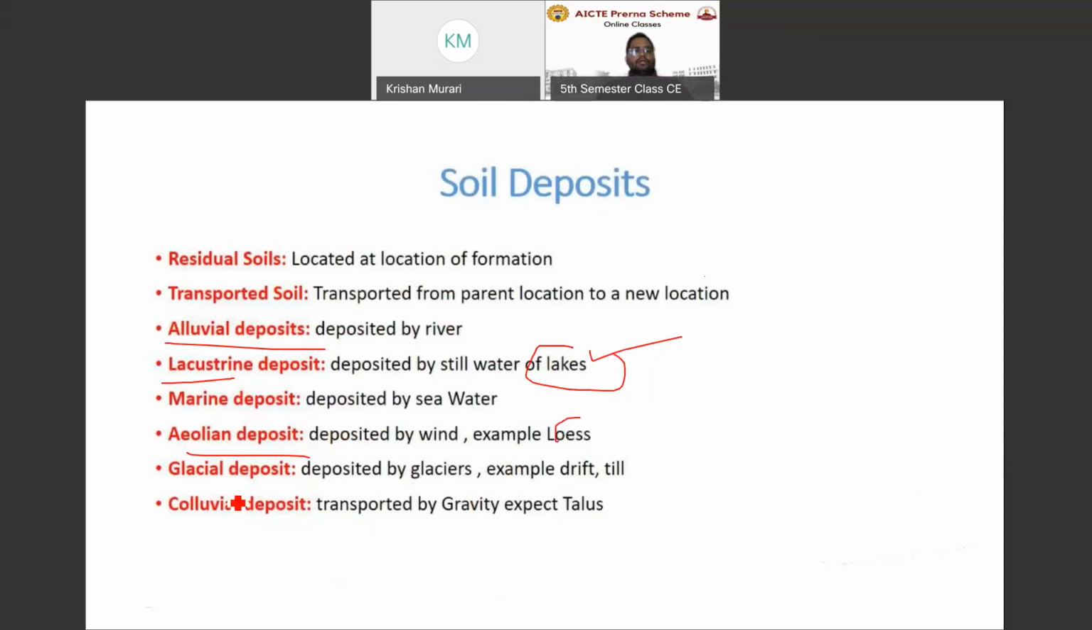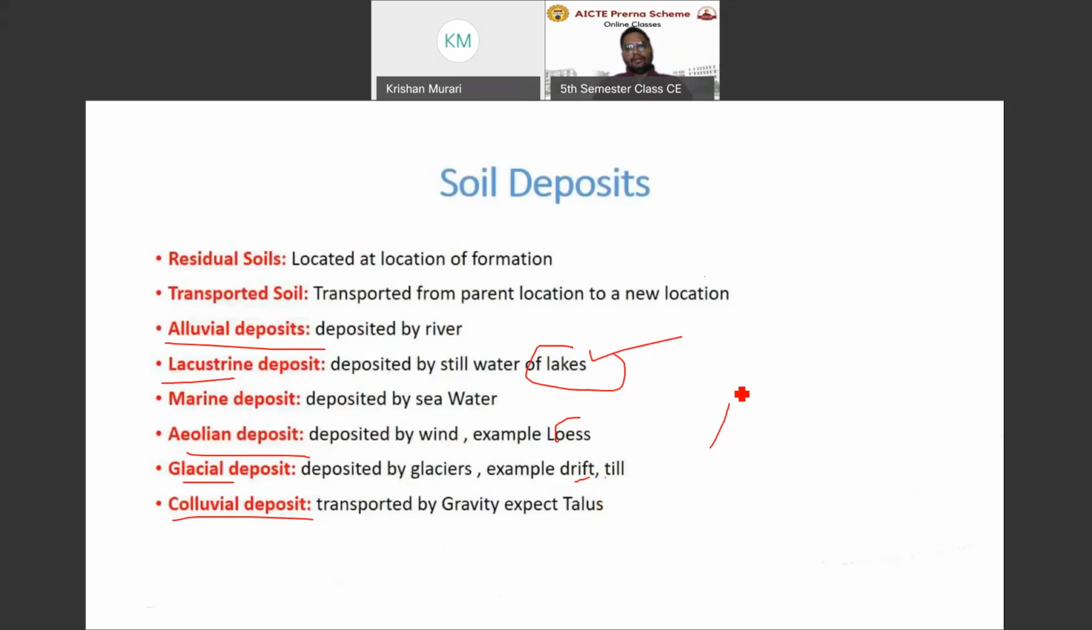If the transporting agency is glacial, then whenever glaciers melt, the water flows with some sediments and deposits them at a lower bed of the area or a trench. There the soil is deposited. That is called drift or till. And next is colluvial deposit, which is formed by the gravity effect.